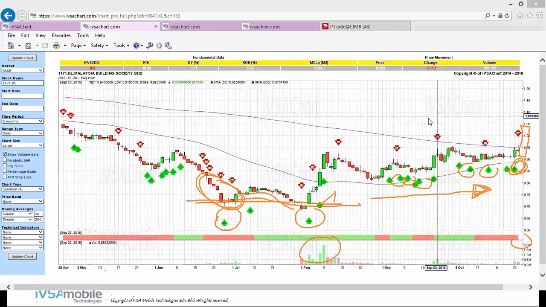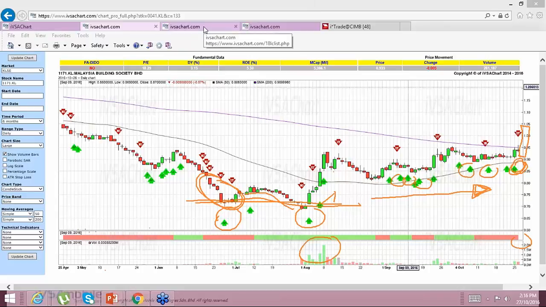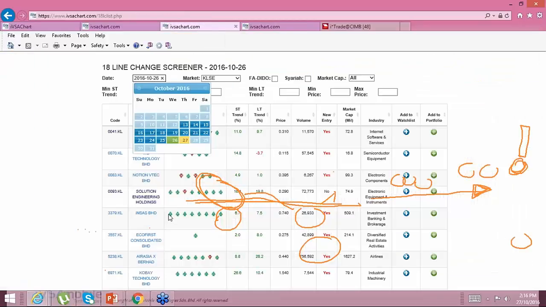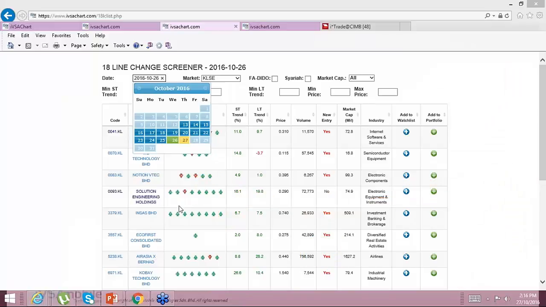As you can see, now it has a good background for MBSB, I must say, and the test is good. The supply is actually reducing. Now, when good support is coming in, remember for us, we are picking the stocks when good support is coming in, then you can actually see it through the 18-line change screener here, right? If MBSB is ready to go, this is the 18-line change I'm talking about. Okay, next one.